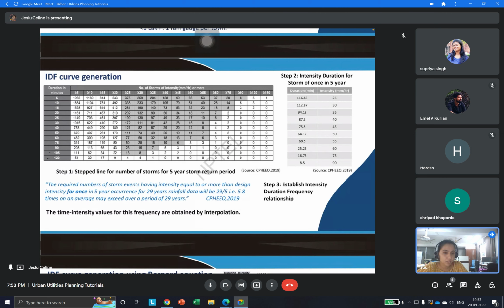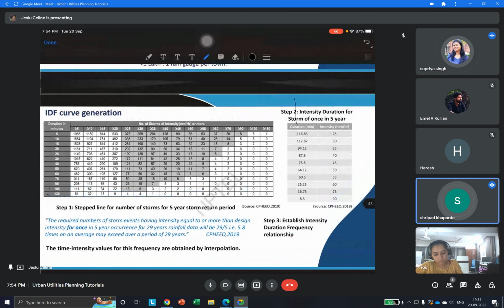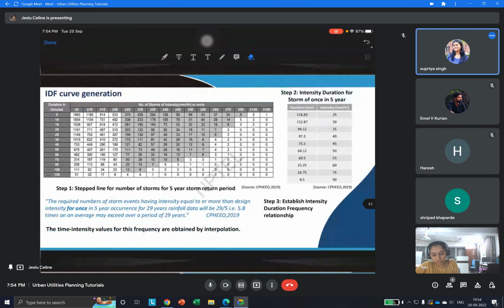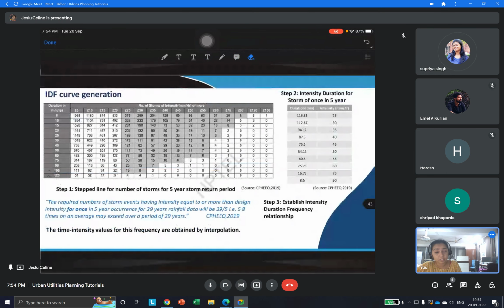Harish, any specific doubt in this one? Or Shripad, you were asking, right? Yes, sir. Related to this only, madam, the IDF curve. So should I start from the very beginning or from Supriya's doubt? No, the beginning, madam, because that is also somewhat confusing. Okay. So let's start with this slide. This slide is fine, right? Okay, I'm starting with this slide now.